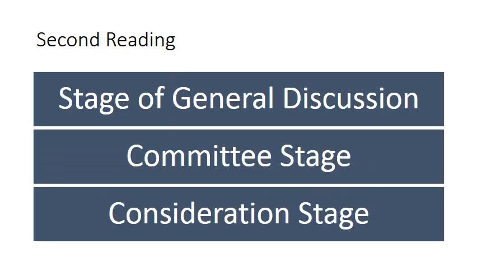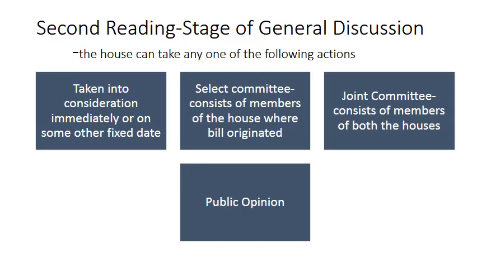The second stage is second reading. In this stage, after detailed scrutiny, the bill will get its final shape. This stage has 3 substages. First one is the stage of general discussion, then committee stage and consideration stage. The first substage of the second reading, the general discussion stage. In this stage, a printed copy of the bill will be distributed to all the members. They can take any of the 4 following options.